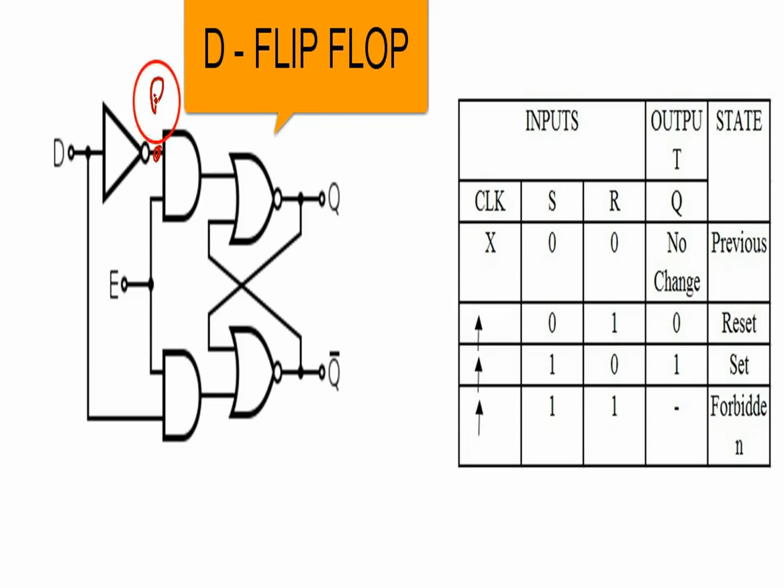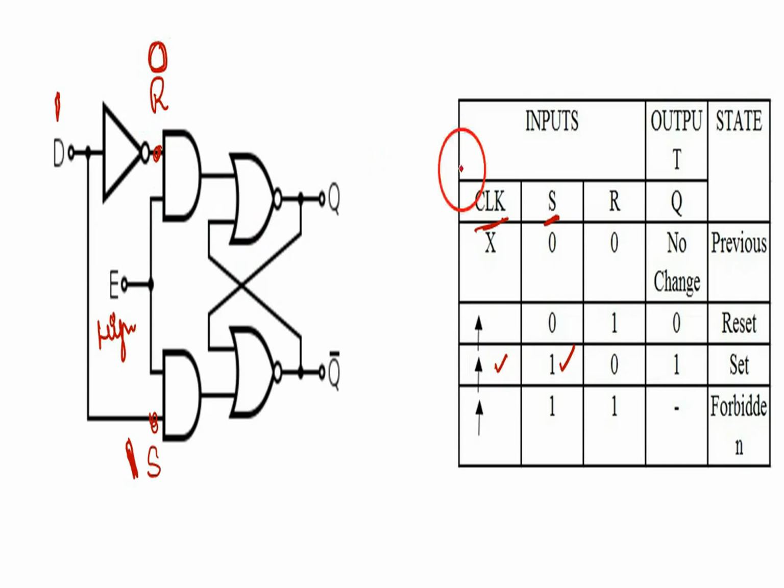Now, again, this is point R, this is point S. Now let's say D equals 1, and 1 comes here, and because of the NOT gate, R becomes 0, and let the clock be high. Just look at the table. S is 1, clock is high, R is 0. So what happens? The Q becomes 1. That's the set state. The D flip-flop becomes set when D equals 1. So D equals 1 means set, D equals 0 means reset.